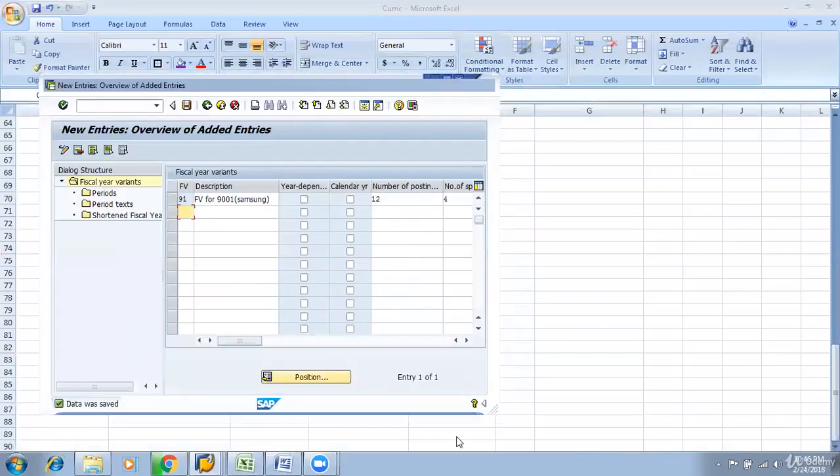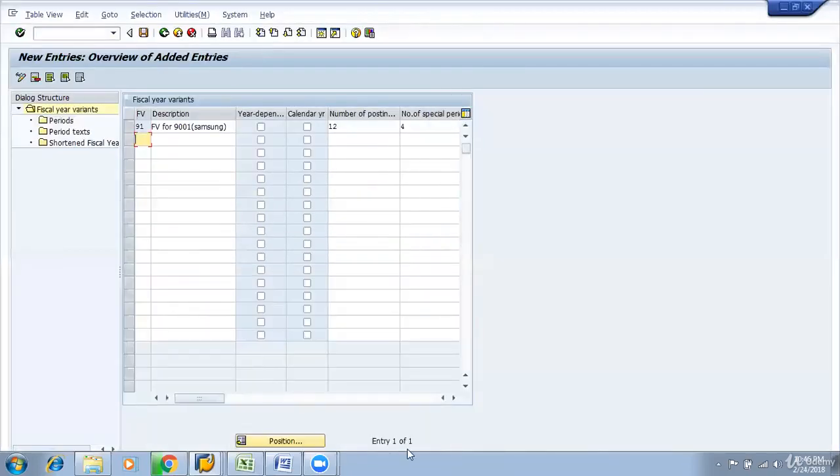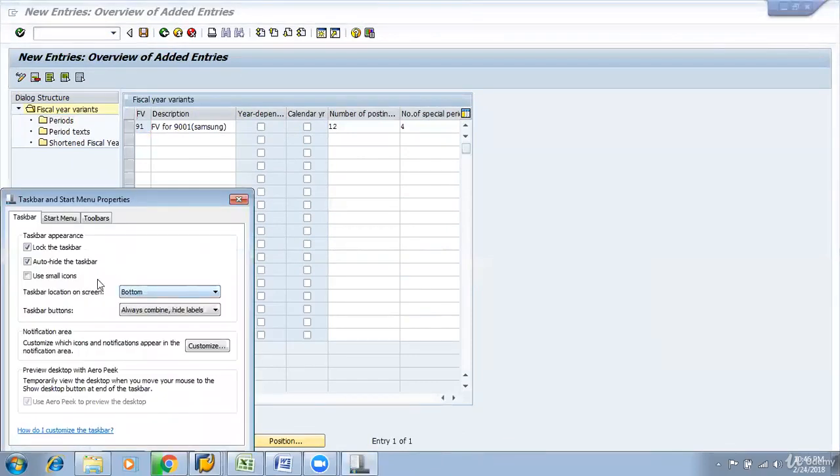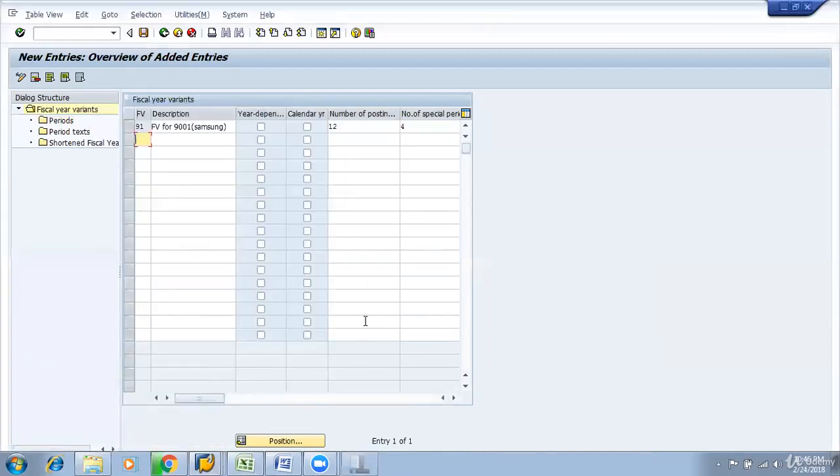I cannot see this. Why is it not visible? Excuse me. Let me hide this taskbar and apply. Okay, it's not big.